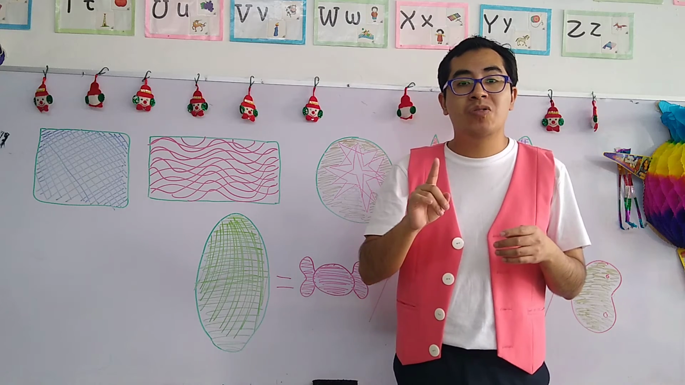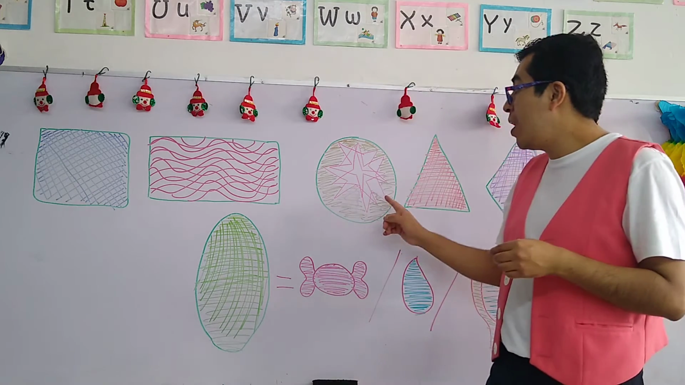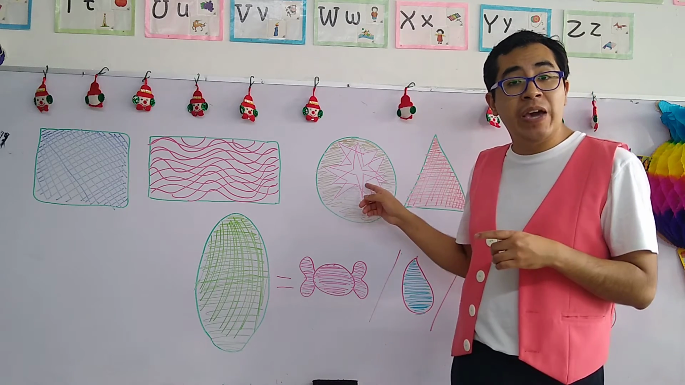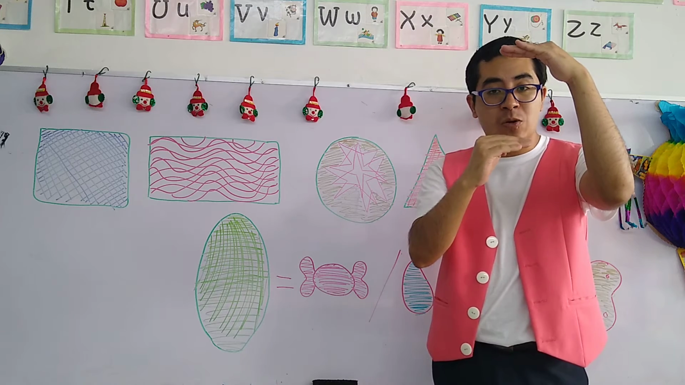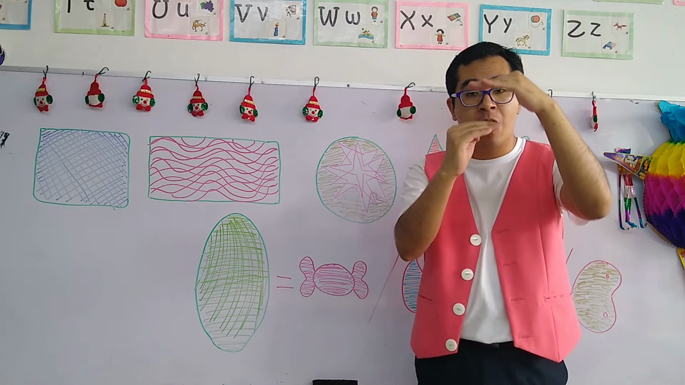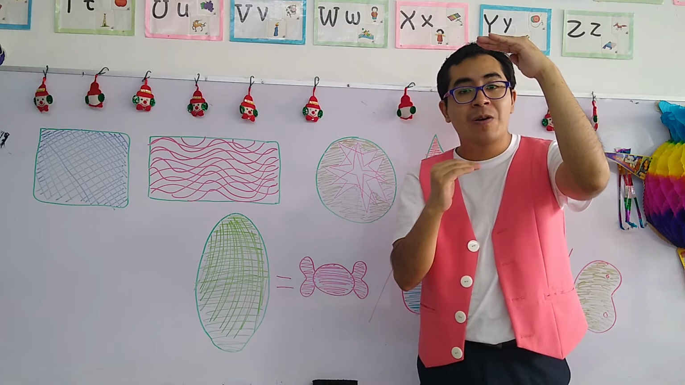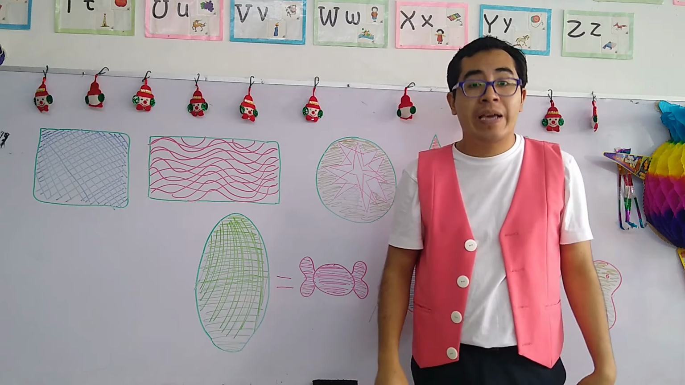A characteristic of the oval is that it is almost similar to a circle. But in this case, the circle is shorter, más cortito. In the case of the oval, it is larger. El óvalo es más largo, okay? And that's why it looks like an egg.